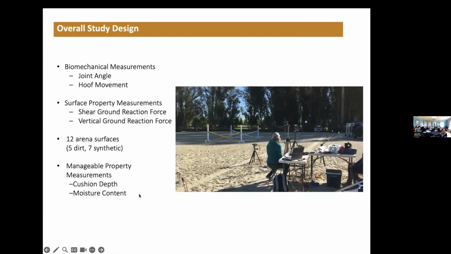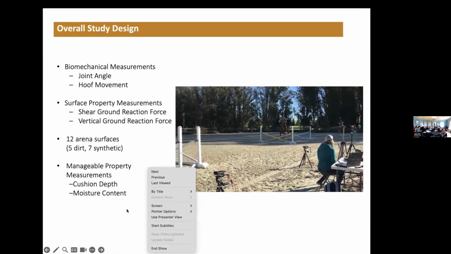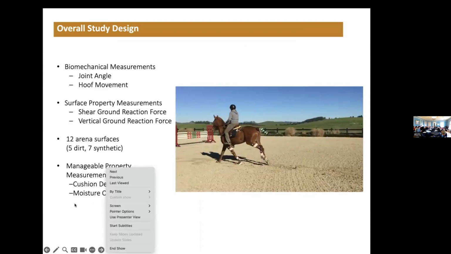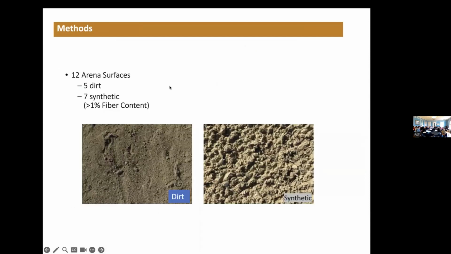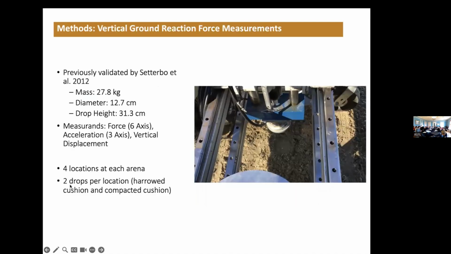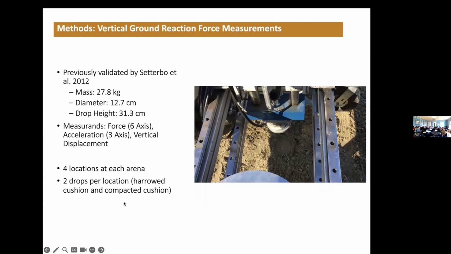And in a different study where we were looking at limb kinematics in show jumping horses, I don't want to focus on that. I want to focus on the next thing, if I can get myself to advance the slide. We looked at 12 different arena surfaces, and this lab, and Caleb in particular, helped us a lot with measuring the components of the surface. I'm just briefly trying to get through this, so I apologize if I'm being anal here.